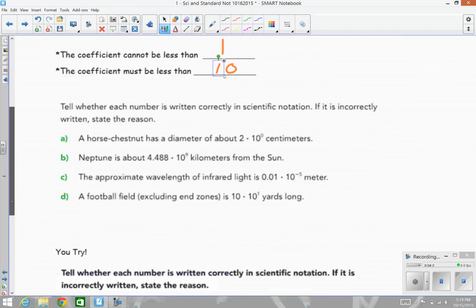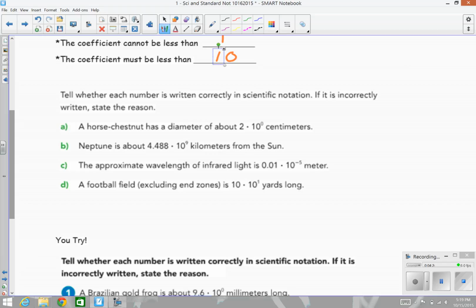If we look at these examples, it says tell whether each number is written correctly in scientific notation. If incorrect, state the reason why. When I look at A, 2 is greater than or equal to 1 and less than 10, so that's okay, and it's being multiplied by 10 to a power, and the power is an integer. So this one is okay.